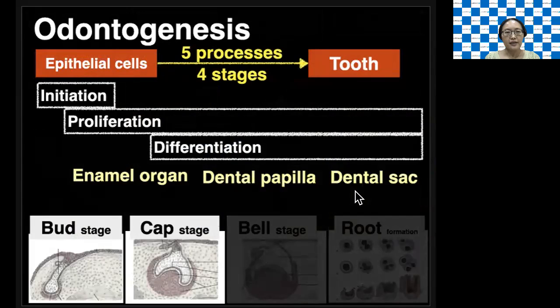So the key processes in the cap stage are proliferation and differentiation. So proliferation of the tooth bud and dental lamina. The tooth bud will become the enamel organ, and the ectomesenchyme in the concavity of the enamel organ becomes the dental papilla, and the ectomesenchyme surrounding the dental papilla and enamel organ, we call it dental sac. And these 3 compose the tooth germ.